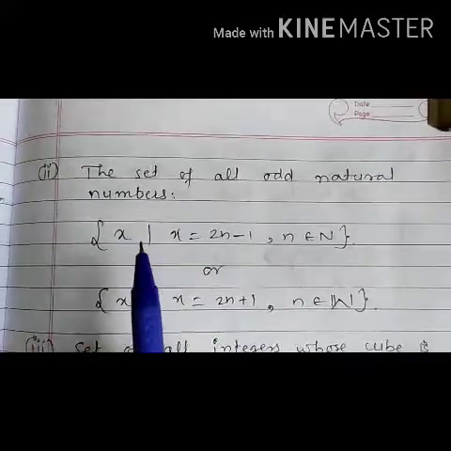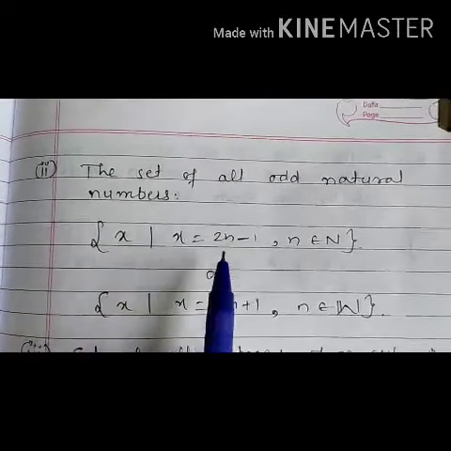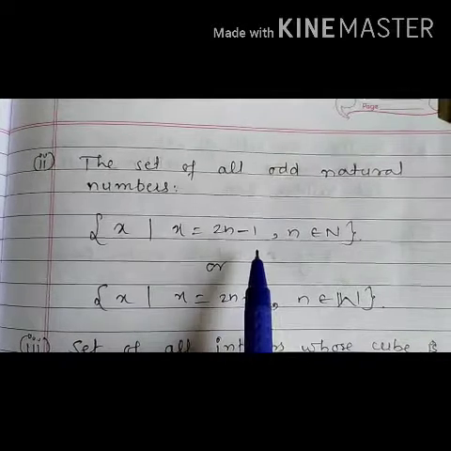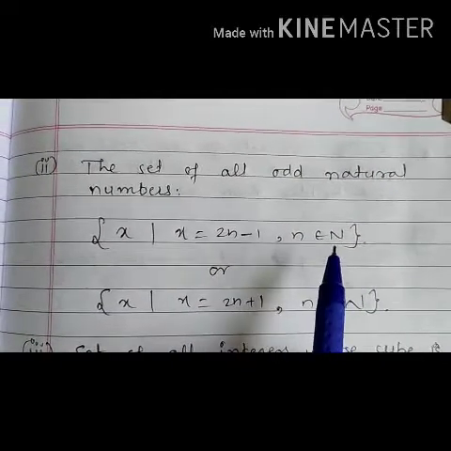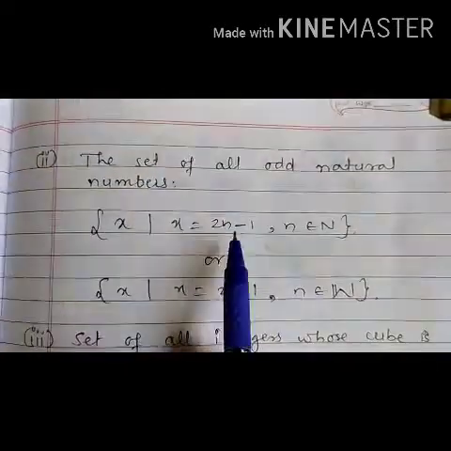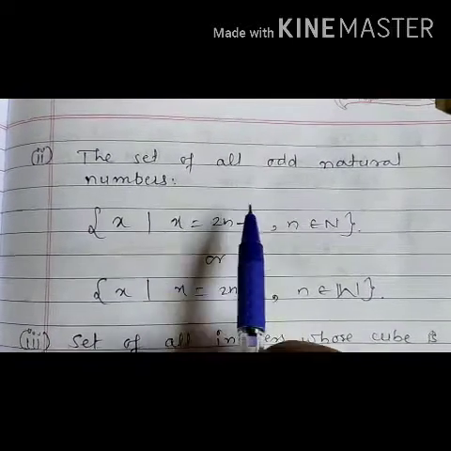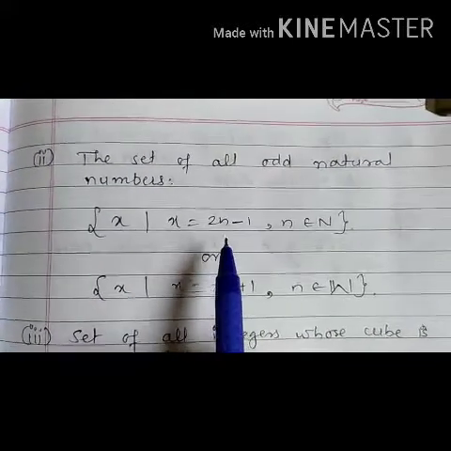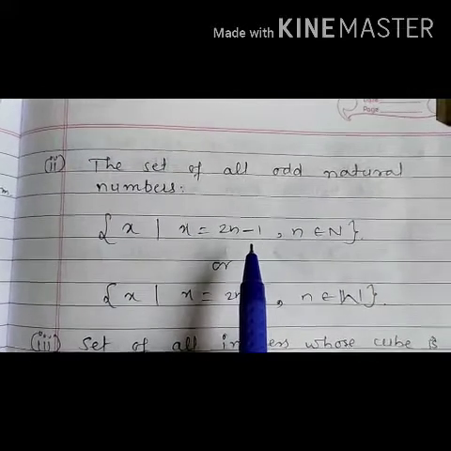So this set we can write in set builder form as the set of x such that x equals twice n minus 1, where n belongs to the set of natural numbers. See students, twice n means it is an even number, and from an even number if you subtract 1, we are getting an odd number. So from even, if you subtract, we'll get an odd number.